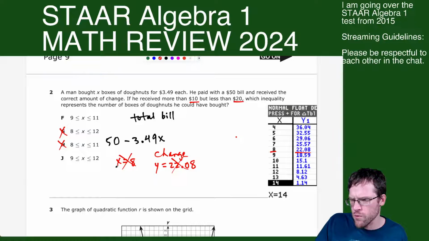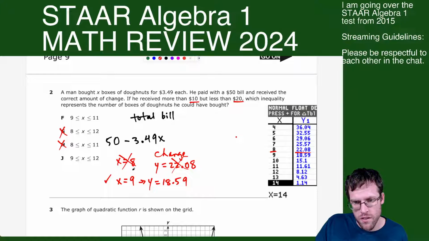But now if we look at x equals 9, x equals 9 is going to give us y equals 18.59. Okay, which is more than 10 but less than 20. So this one is good. If we look at x equals 10, that is also fine. And honestly here, I could look at x equals 10, but notice that F and J differ by 1. F says to stop at 11, J says to stop at 12. So let's check out what's happening here at 11. And really, we just have to check 12, but whatever, we'll just go through this process.